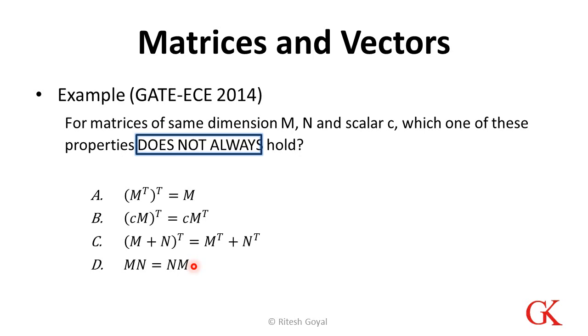observe the order of multiplication carefully because AB is not equal to BA. So in that case, we know definitely this one is not true. And as we know in GATE exam, the answer is always only one option. So this is our answer.